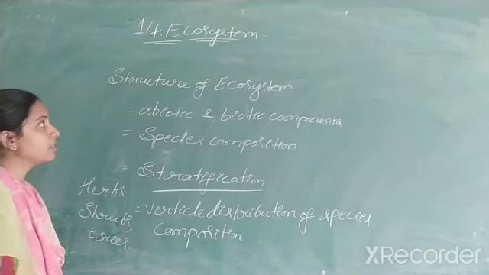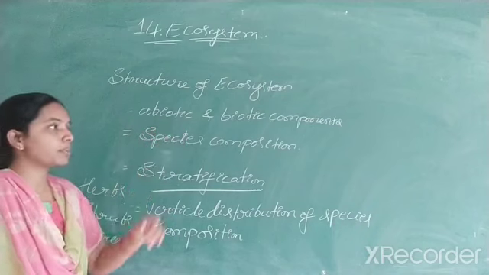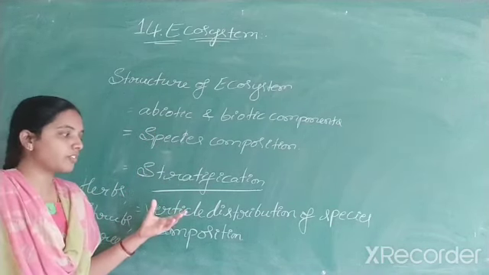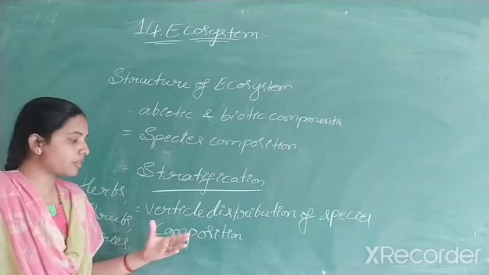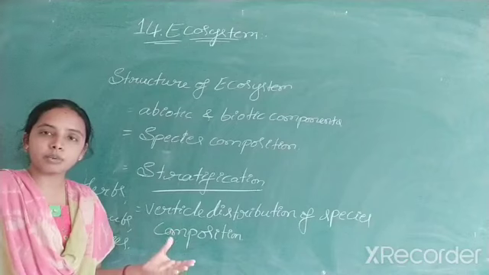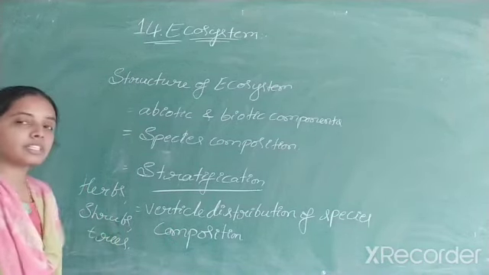So this is about the structure of ecosystem: the interaction of abiotic and biotic factors, species composition, and stratification, which is the vertical distribution of species composition in an area, on the basis of herbs, shrubs, and trees.